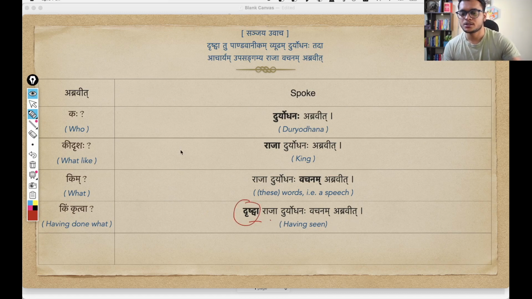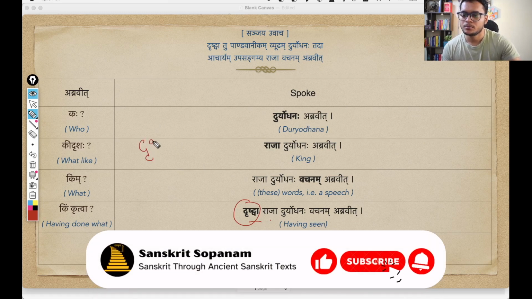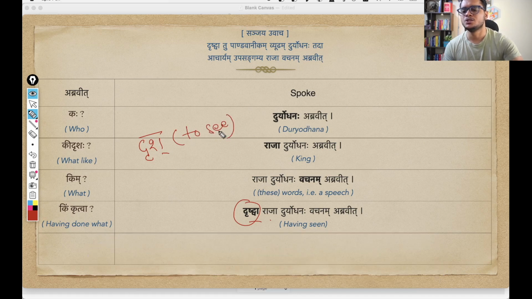Drishtva is made from drish dhatu, that means to see or to look. And again we are using twa pratyay, twa suffix, because we want to say after seeing or after looking at something, Duryodhana spoke these words. So drishtva is drish dhatu, to see, plus twa pratyay, and the resultant word becomes drishtva. So kim kritva, having done what, Duryodhana spoke. So drishtva Raja Duryodhana Vachanam Abrivit, having seen, Raja Duryodhana spoke these words.